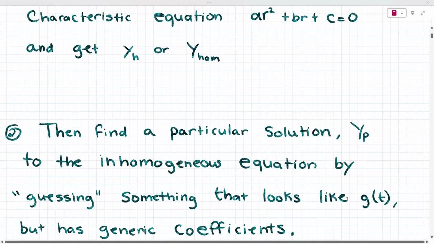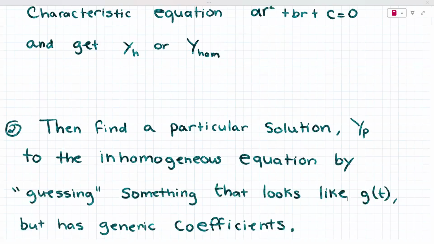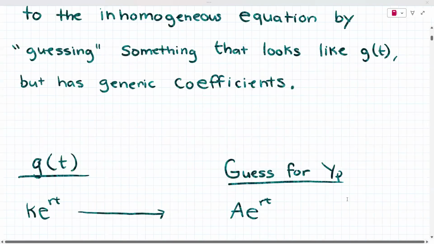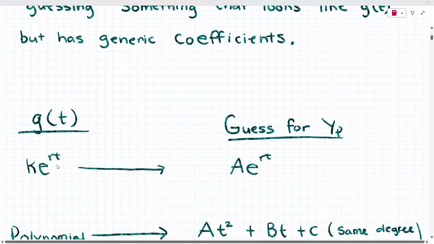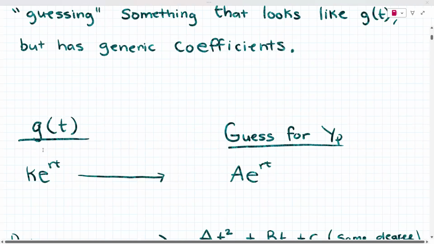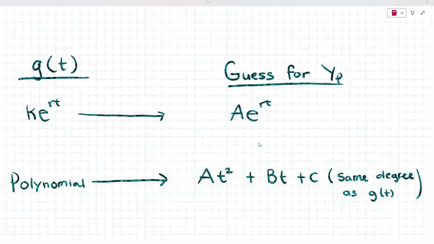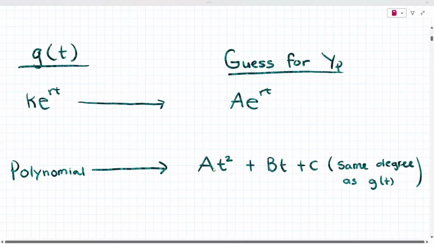Then step two is to find a particular solution, find yp, to the inhomogeneous equation by guessing something that looks like g of t but has generic coefficients. So we're going to have to start guessing, and here are some rules for guessing. If your function has a k e to the rt, the guess for yp would be A e raised to the rt. And if you have a polynomial, the guess would be At squared plus Bt plus C, the same degree as g of t.